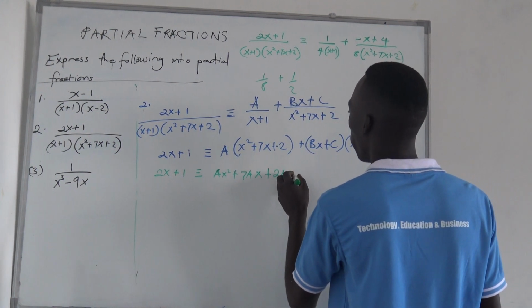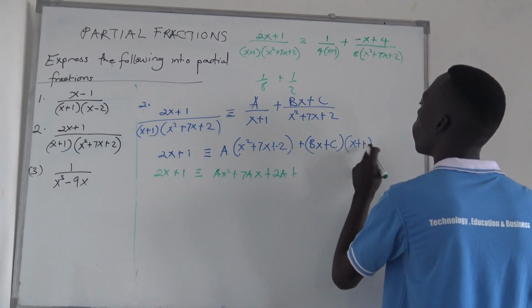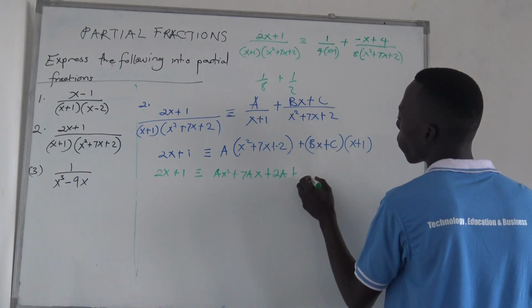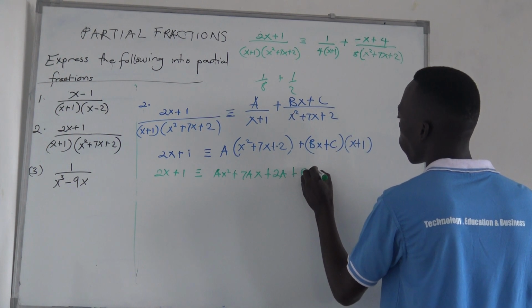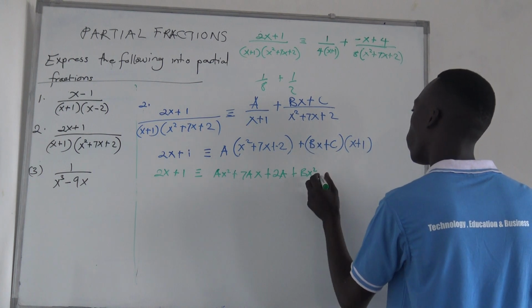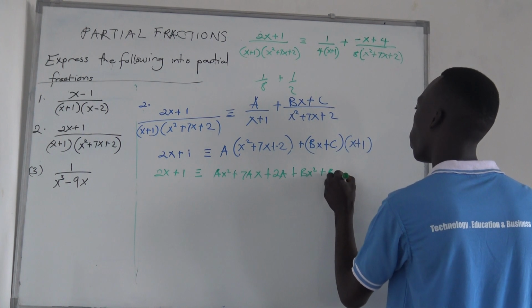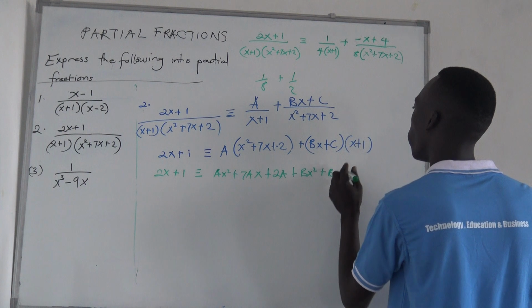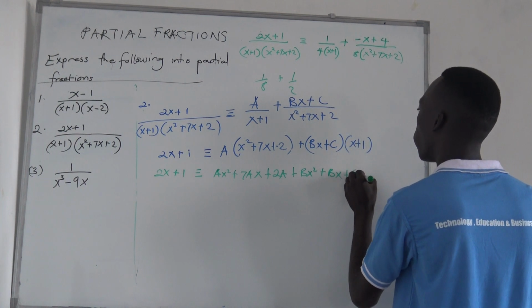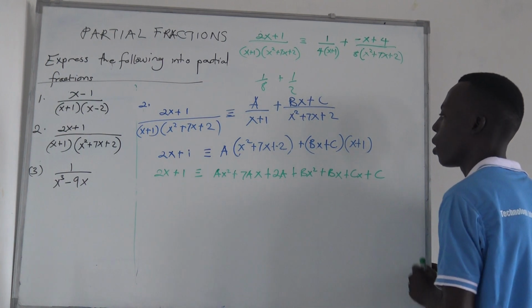Then also this one plus c. So when you multiply this one times this, it becomes bx squared. So this times this becomes plus c, bx. So this one times this plus cx plus c.